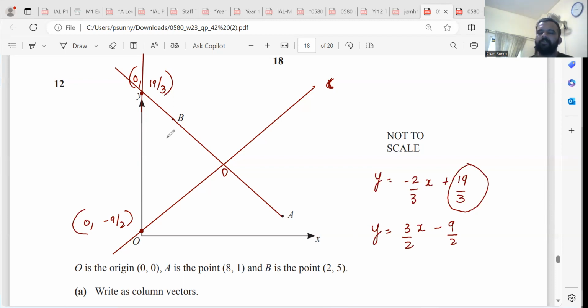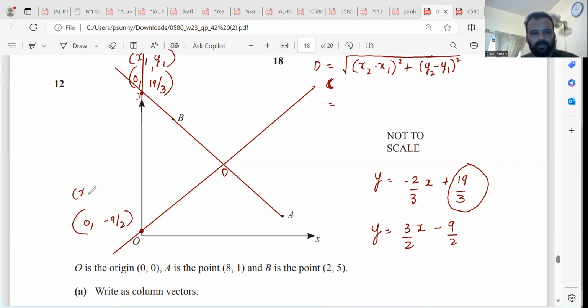And we know the formula to find out the distance between those 2 points. Distance is, to find the distance between 2 points, we know the formula is x2 minus x1 the whole square plus y2 minus y1 the whole square. This is the distance formula. Let's take this as x1, y1. Let's take this as x2, y2.